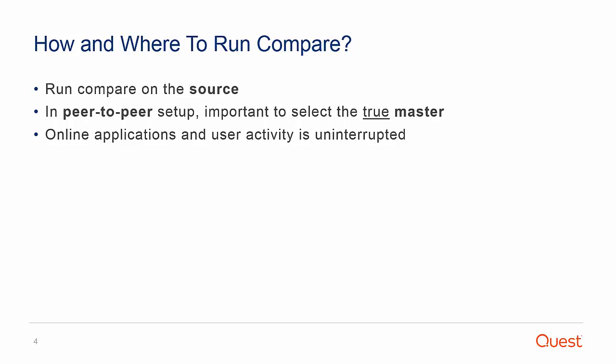Now, let's discuss how the features work. Both compare and repair are executed on the source. In a peer-to-peer setup, you will need to determine which server to use as the source, in other words, the true master. Note that during compare, online applications and user activity is uninterrupted.